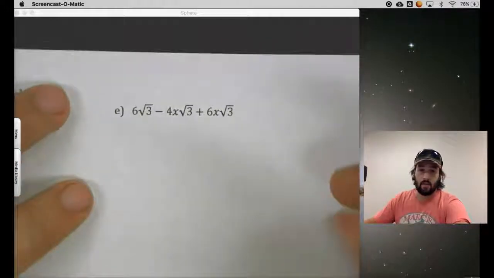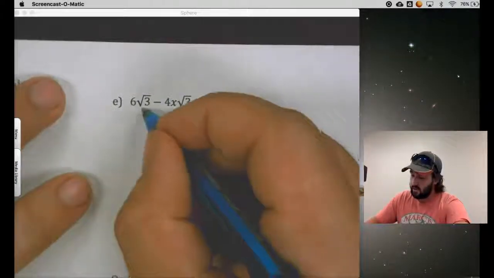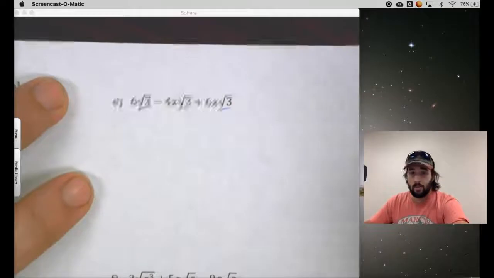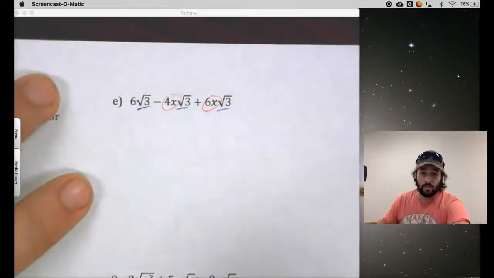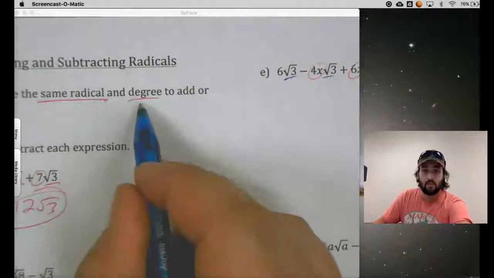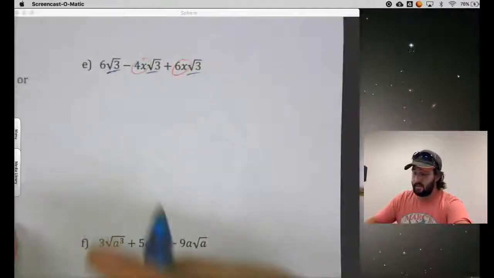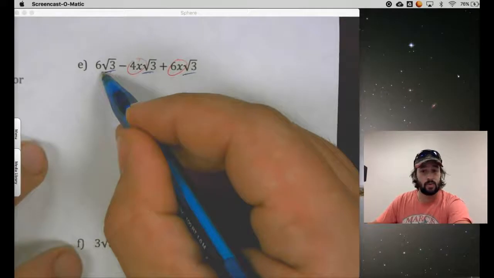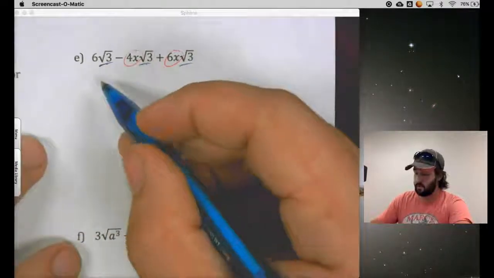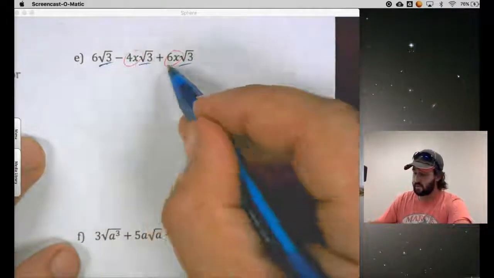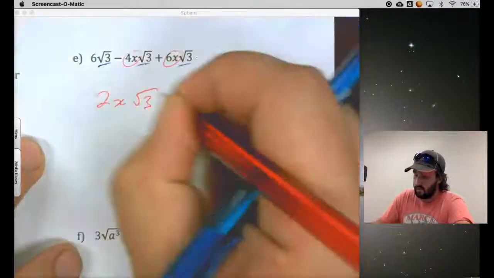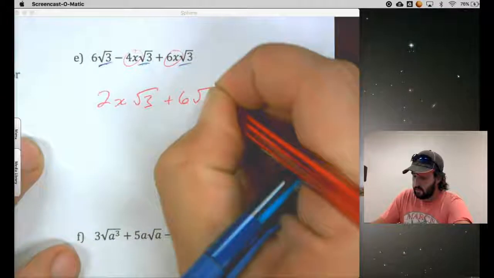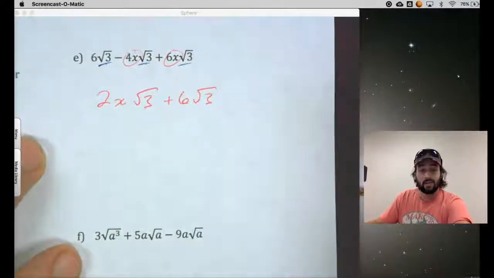All right, part E here. Again, these all have root 3's, but notice these ones have an x associated. That's what I meant by the same degree in order to add them. This one has 0 x's, so I'm going to write this in standard form where my x's come first. So I have negative 4x plus 6x, which gives me positive 2x root 3, and then plus that 6 root 3.